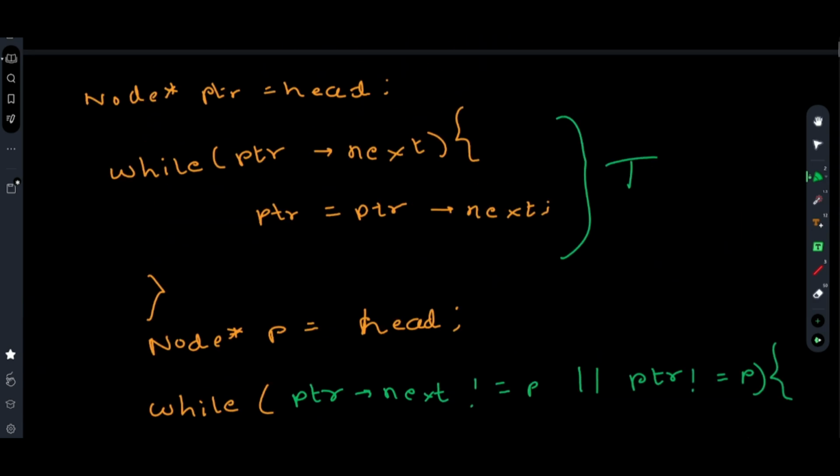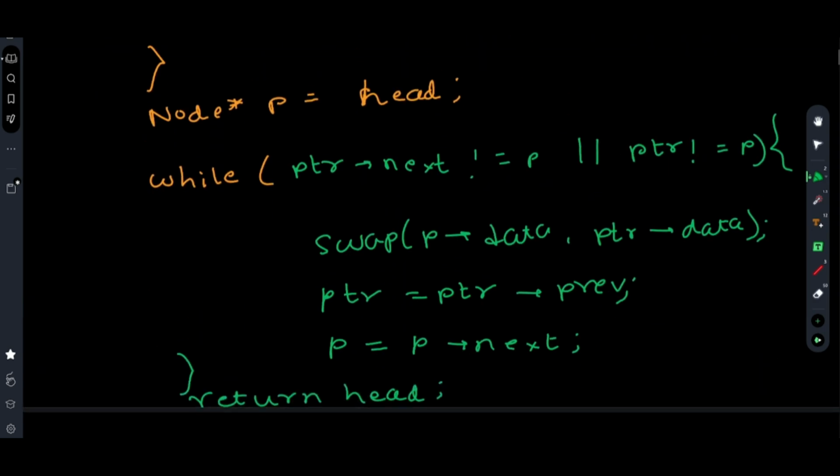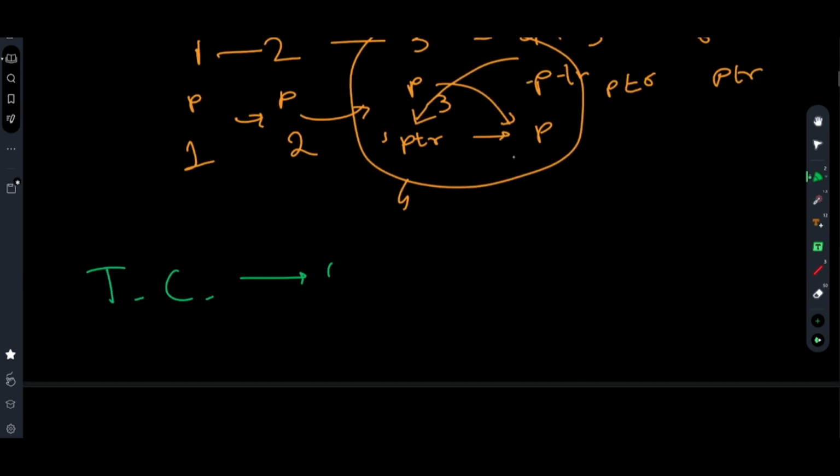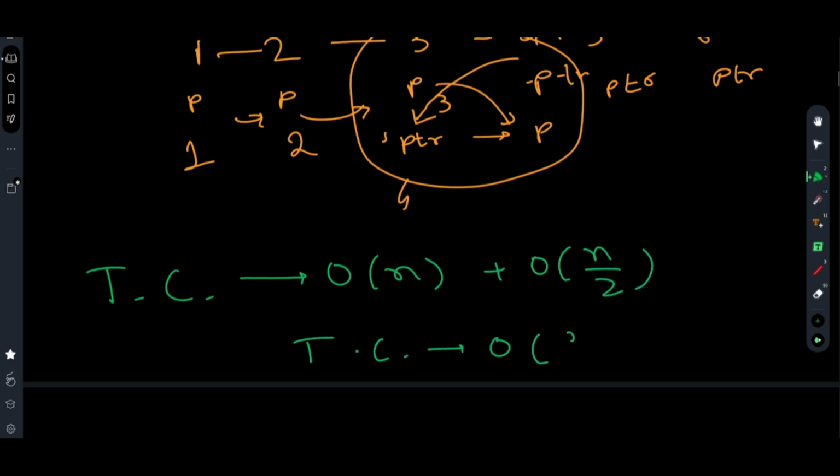This particular thing is taking a time of order of n, and this particular thing is taking a time of order of n by 2. So the total time that you are taking is order of n plus order of n by 2, which is equal to order of 3n by 2.